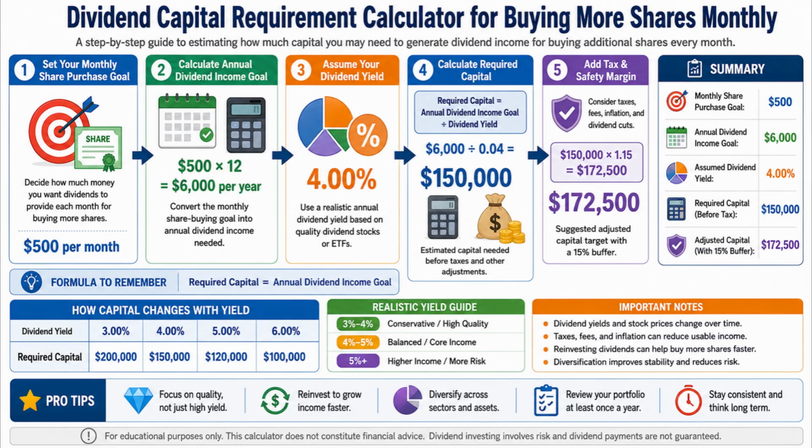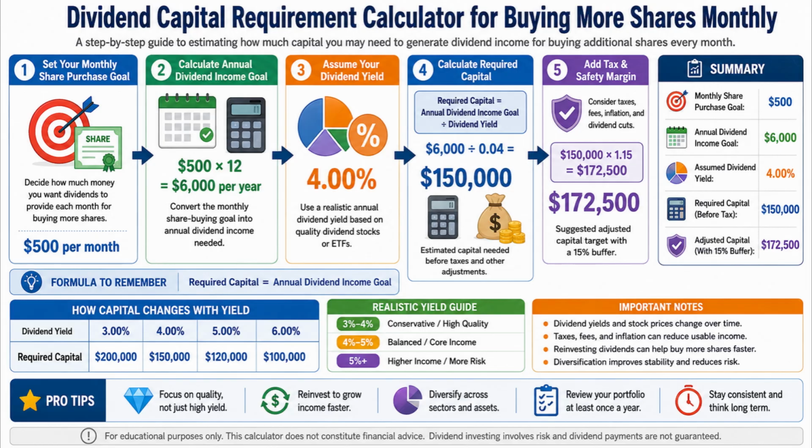First, decide how much dividend income you want to use for buying more shares each month. In this example, the monthly share purchase goal is $500. Setting a clear monthly target makes it easier to calculate the annual dividend income requirement and estimate the portfolio size needed. Next, convert the monthly share purchase goal into an annual dividend income goal.